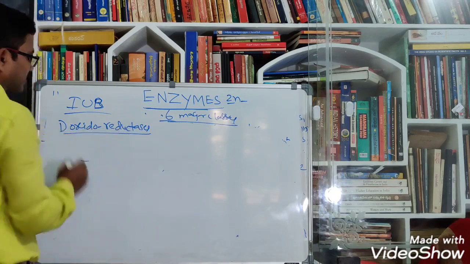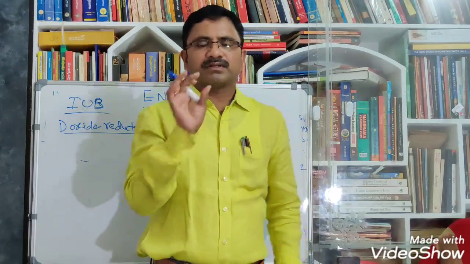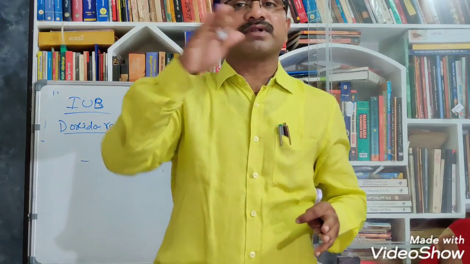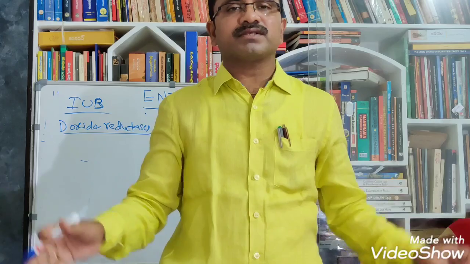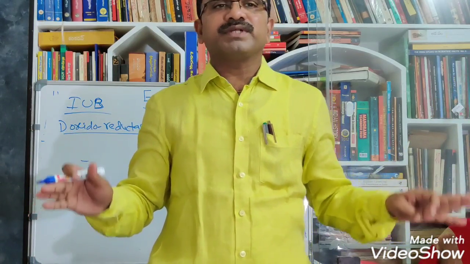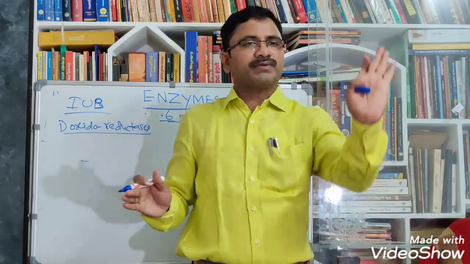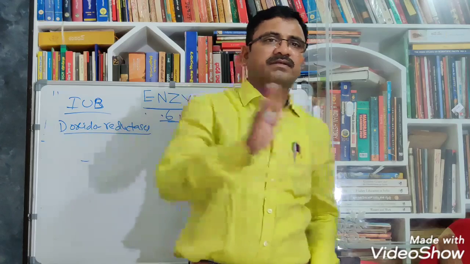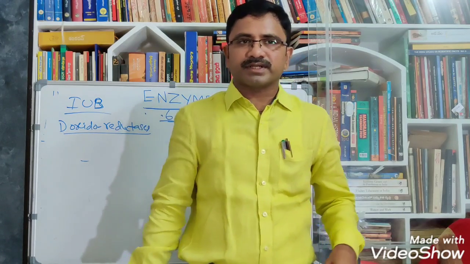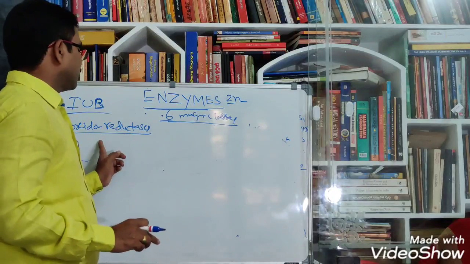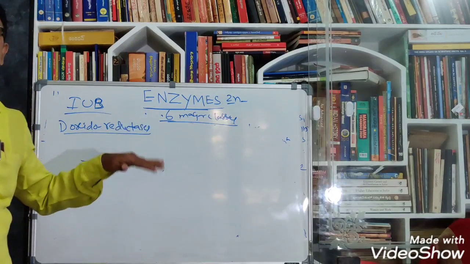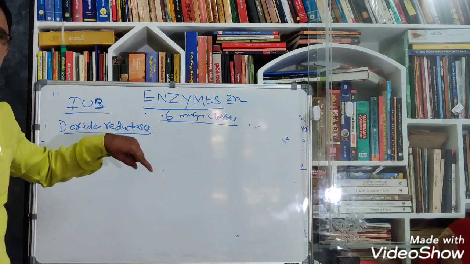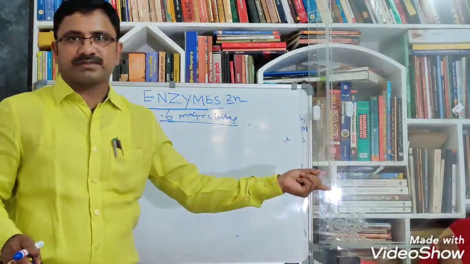Oxidoreductases. Simply, the class of enzymes which catalyze the oxidative-reductive biochemical reactions are known as oxidoreductases. What is oxidation? The removal of hydrogens, the removal of electrons, is called oxidation. The addition of oxygen, the addition of electrons, is called reduction. So here oxidoreductase enzymes catalyze the oxidative-reductive chemical reactions. Simultaneously they oxidize one substrate and reduce another substrate.